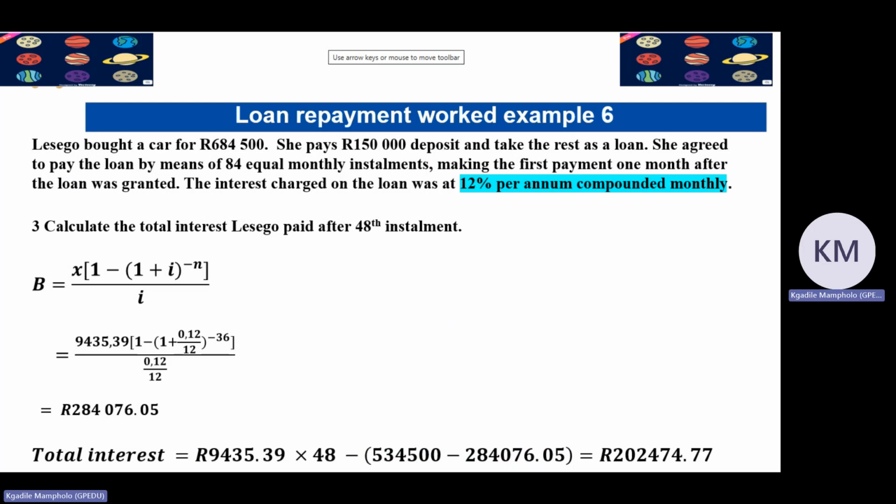So the total interest will be the installment times 48, which is the 48th installment we refer to, then minus the loan. Like I said, you put it in brackets, then you subtract the outstanding balance from the loan. Then the answer you get will be the total interest.